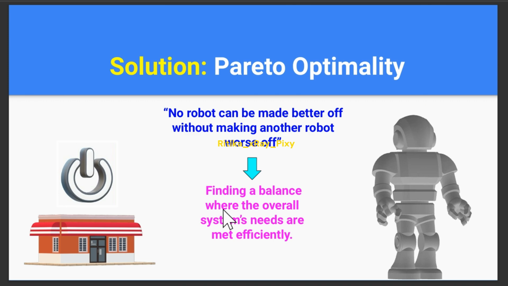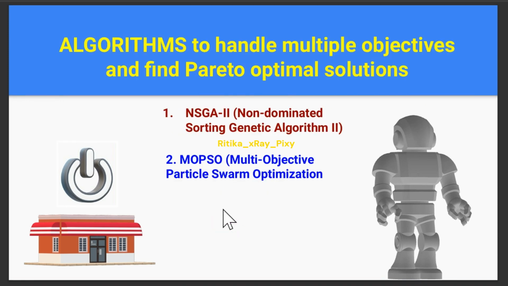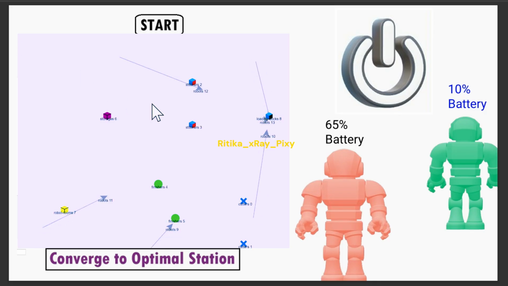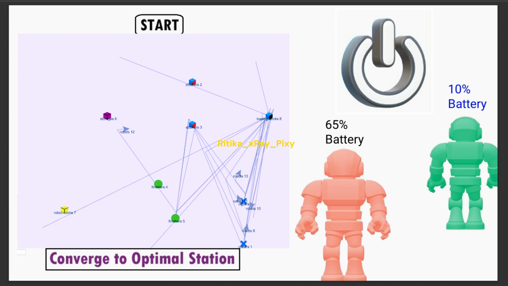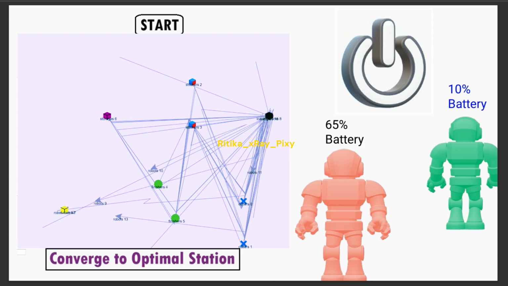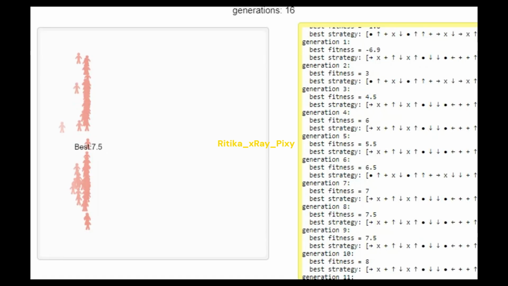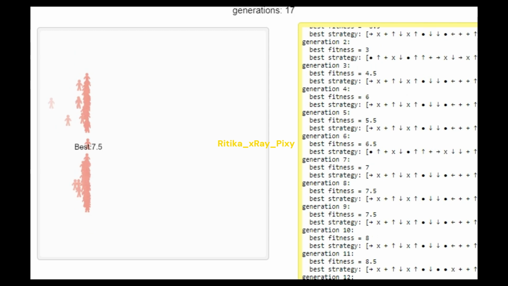PSO involves a group of solutions, that is the robots, exploring the problem space, that is the warehouse, and sharing information to converge on the optimal solution. So each robot starts at a different location in the warehouse and begins searching for the best charging station. They keep track of the best charging station they found so far, that is the personal best, and communicate with other robots to learn about the best station found by the group, that is the global best. So robots begin to cluster around the best charging station. Initially they are scattered, but over time their movement becomes more focused on the optimal solution.